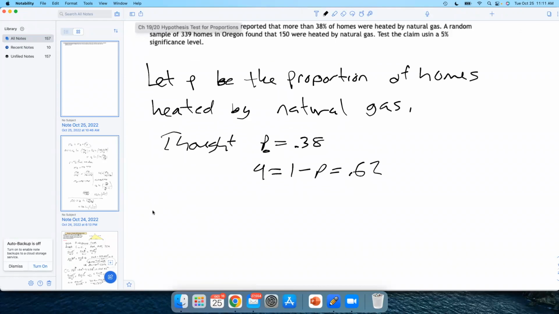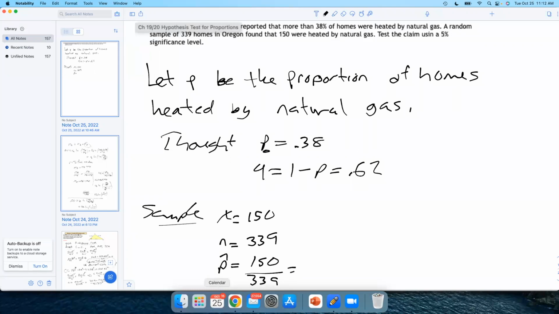Okay, then we have our sample. Our sample is always going to come with an X, an N, and a P hat. They're going to give us 2 out of the 3, and we have to find the third. 150 out of 339. X is the number of homes in the sample heated by natural gas. The actual number of successes in the sample, not a percentage. X is a whole number. N is the sample size. P hat is your sample success rate.